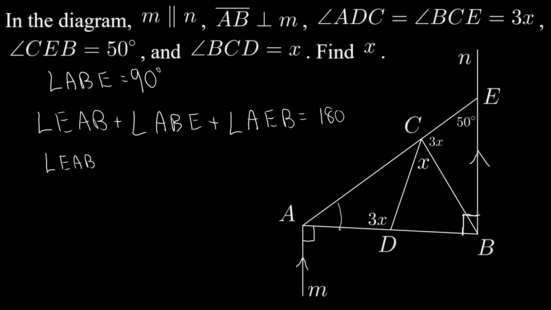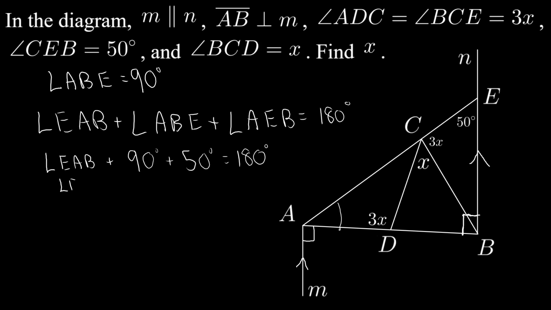Angle EAB, we don't know much about, but I do know angle ABE is 90 degrees, and angle AEB is 50 degrees, and that's equal to 180 degrees. Okay, so if we just combine like terms, start simplifying, we can figure out what angle EAB is equal to.